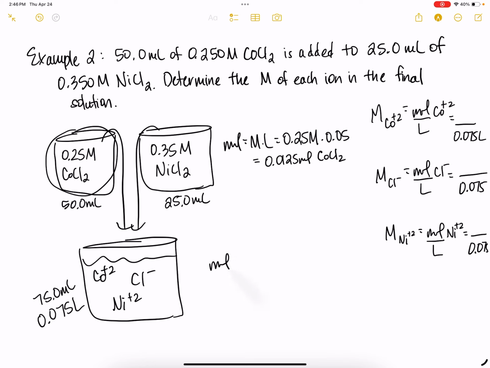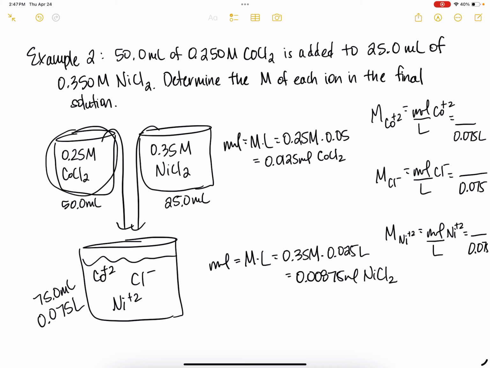I'm going to do the same thing for my second container to find the moles of the nickel chloride by taking its molarity times its liters, so 0.35 molar in the second container, 25 mL, or 0.025 liters, giving me moles of 0.00875, and again, that's moles of the entire substance. And I'm not really interested in that, except I am interested in how that relates to the individual ions.